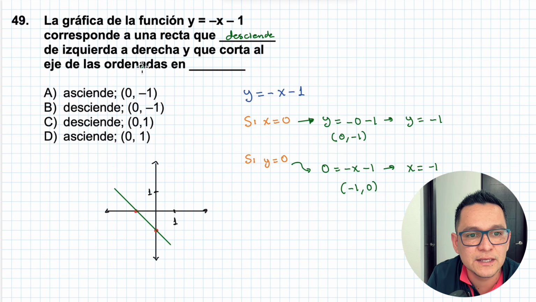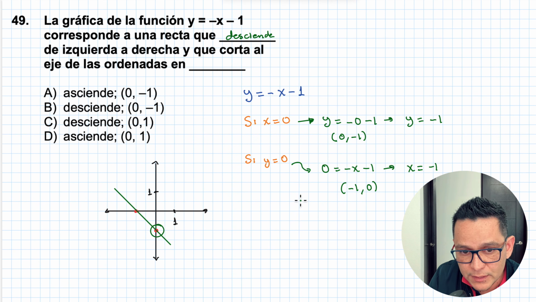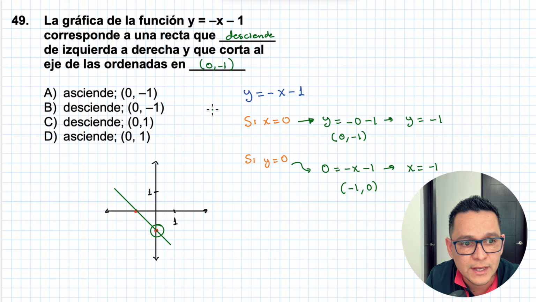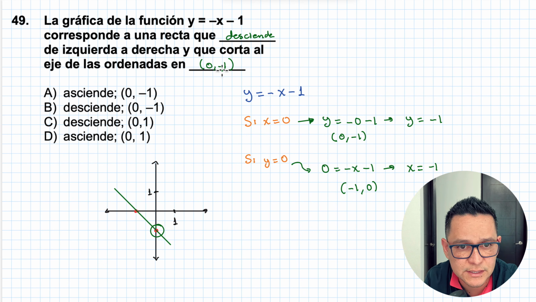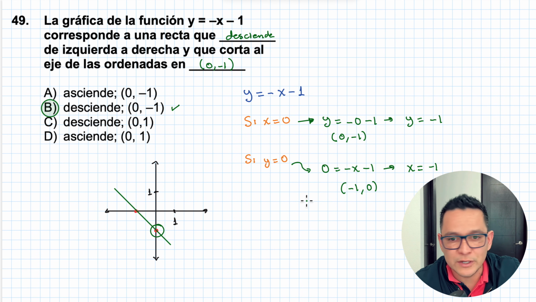And where does it intersect the y-axis? Remember, this is the x-axis and this is the y-axis, where it intersects the y-axis, here. And which one was that? Well, that was 0, 1, right? At 0, 1. So what's the solution? It's decreasing and 0, 1. Decreasing and 0, 1 is this one, right? All right, there it is. We're done. That's it. Let's move on to exercise 50.